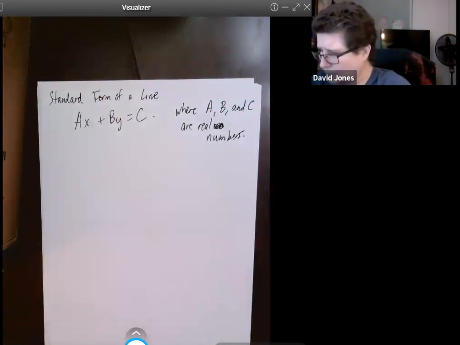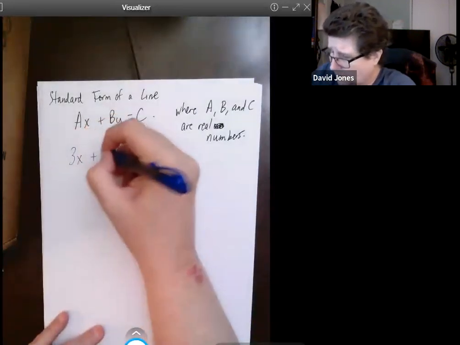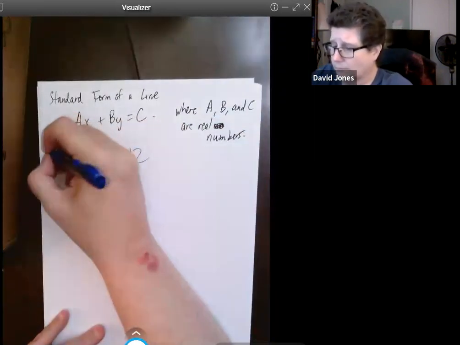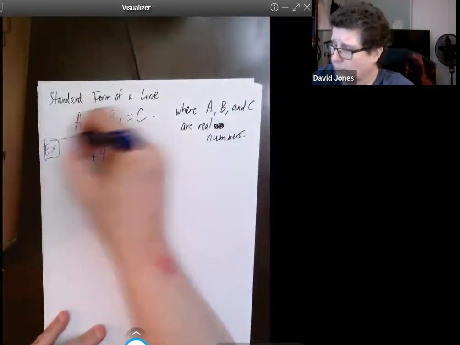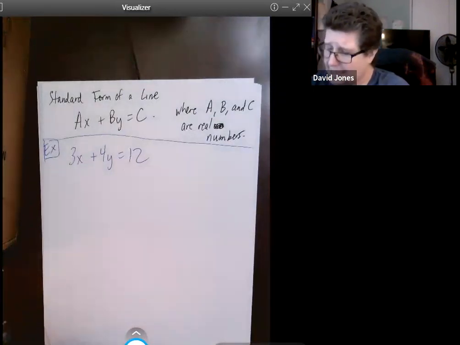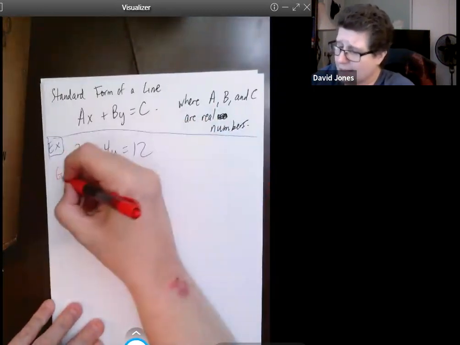For example, 3x plus 4y equals 12. This, we can graph this fairly easily. Graphing is easy with intercepts.